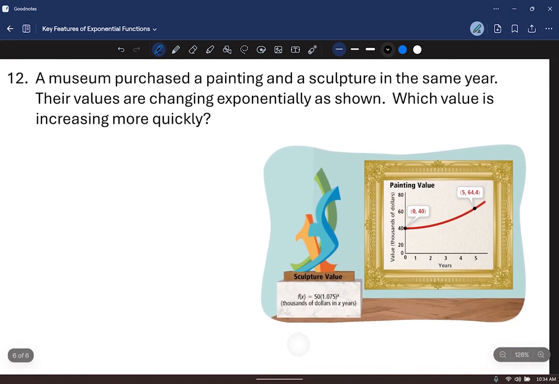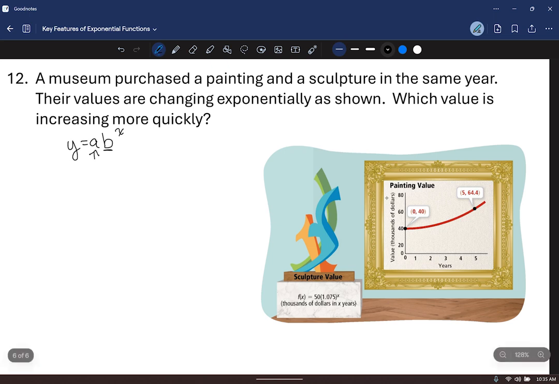All right, a museum purchased a painting and a sculpture in the same year. Their values are changing exponentially as shown. Which value is increasing more quickly? Now, I have the equation for the sculpture's value, but I do not have an equation for the painting. So if you think about your equation here, I need to know what b is. And if I want to solve for b, I have to have an x, a y, and an a.